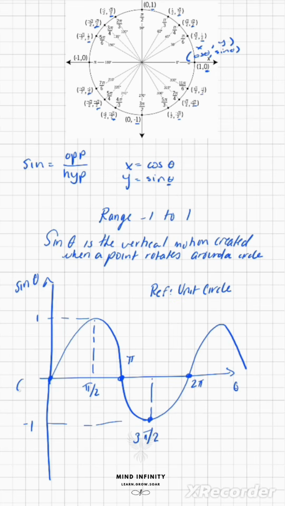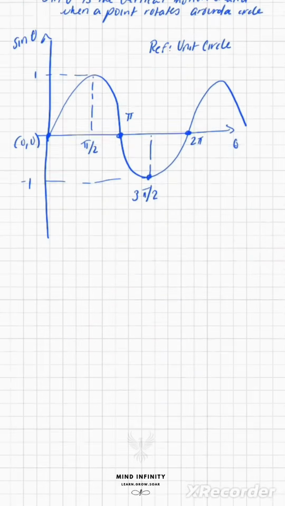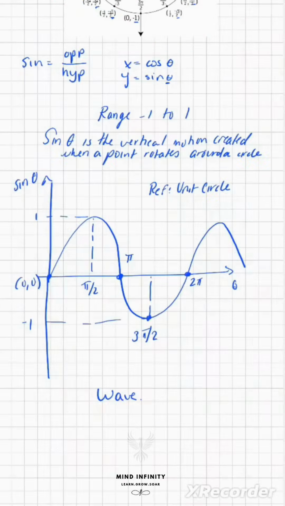So as you can see, it is like a wave. It means that when your angle is pi divided by 2, then the sine is 1. When the angle is pi, then sine of the angle is 0. Then at 3 pi divided by 2, you would go to -1. And then at 2 pi, sine is 0.